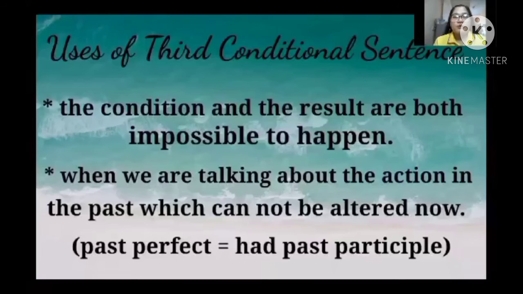So there are also other uses of the third conditional sentence. Here the condition and the result are both impossible to happen. We are talking about an action in the past which cannot be altered now, which means you cannot replace it. So we are going to use this format like what I mentioned a while ago: past perfect, which is the use of had and the past participle of the verb.